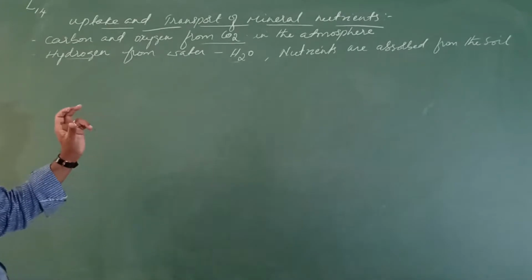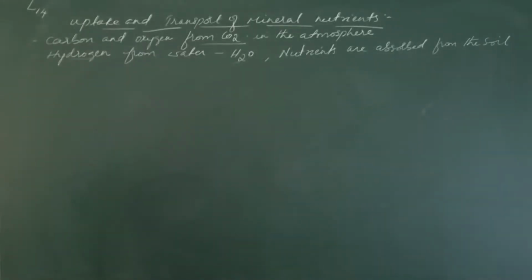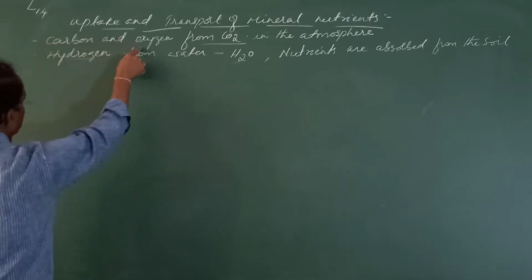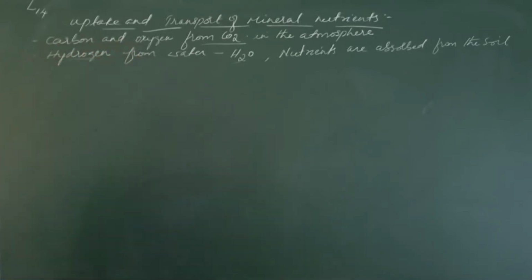So the nutrients are absorbed from the soil, the hydrogen is taken from water, and carbon and oxygen from CO2 in the atmosphere, so that the plant gets carbon. These are the main constituents: carbon, oxygen, hydrogen, for the synthesis of the food material. So this is how the uptake of mineral ions occurs.